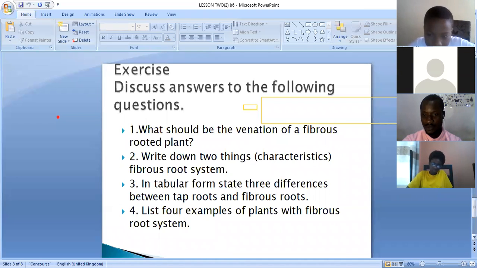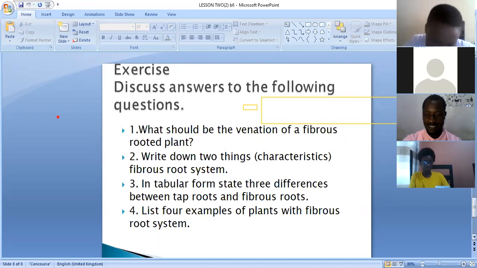So let me go down to who has not spoken. Yes, who has not spoken? All my friends are hiding their faces. Those who are hiding their faces will not get any marks. Yes, talk to me.